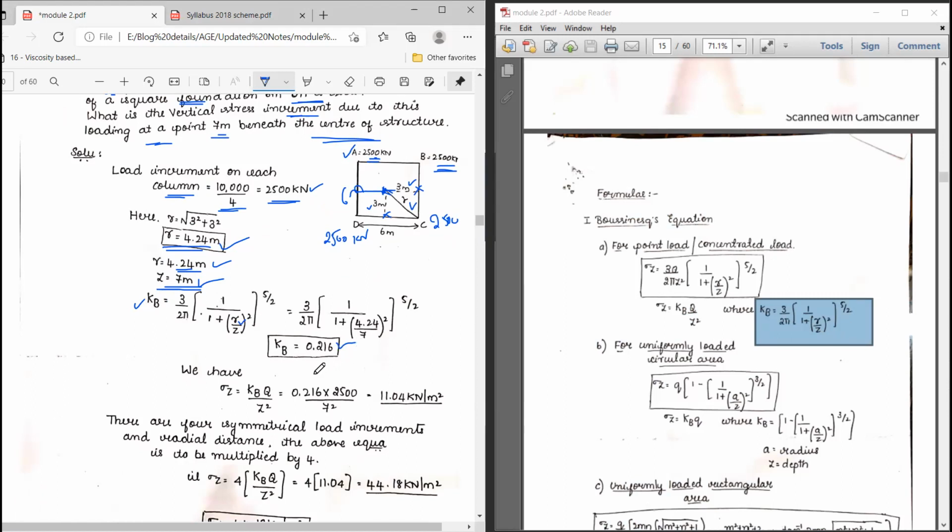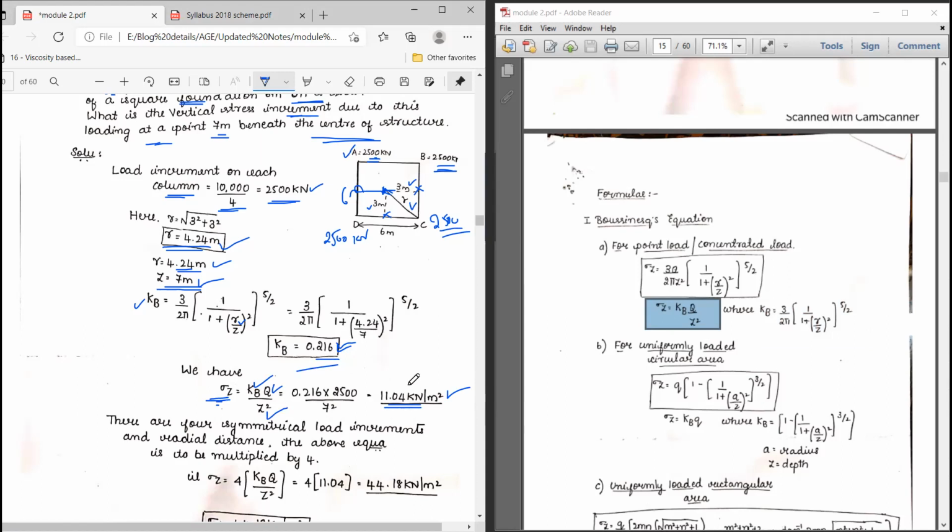Once you have calculated K_b, you know the vertical stress formula according to Boussinesq: K_b into Q divided by z square. Q, the intensity of the loading, is how much? 2,500, and z is 7. K_b you calculated in the previous step. So you just solve for sigma z, which is equal to 11.04 kilonewton per meter square.